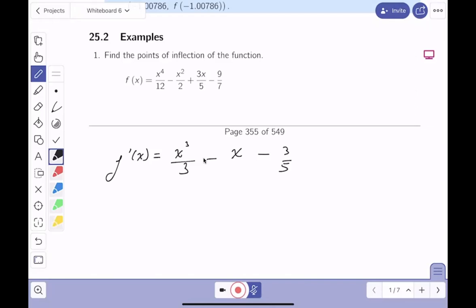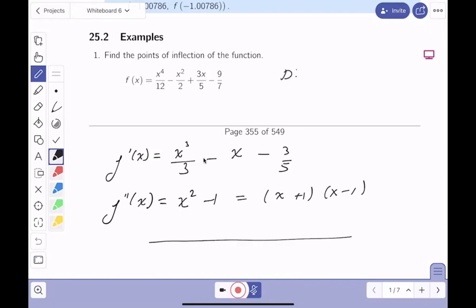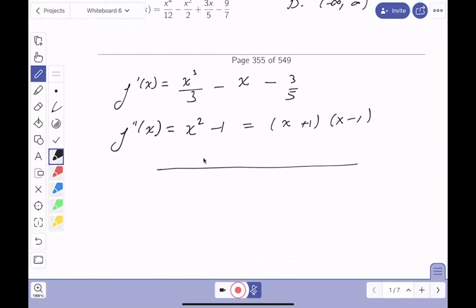All right, let me check that. Let's see, that's 3. Yeah, I see that. Yep, I think I did okay there. F double prime, which would be, let's see, that would be x squared now, right? Minus 1. What would I do? Since points of inflection, I'm going to factor this, x plus 1, x minus 1. I put my number line down. By the way, the domain of this thing is all real numbers. And what do I get over here? Plus or minus 1.